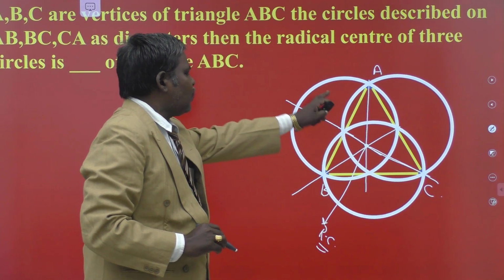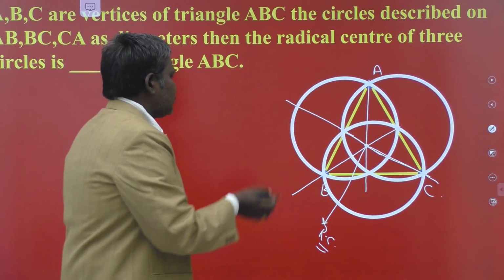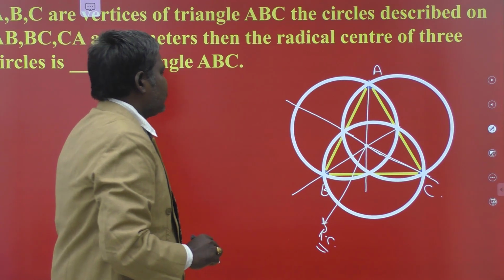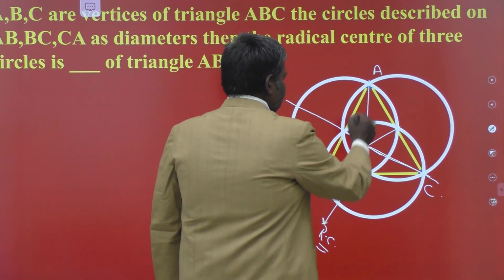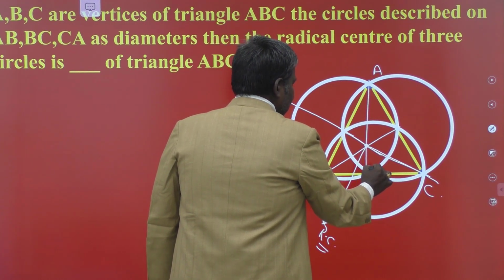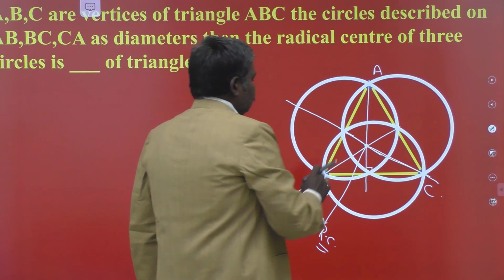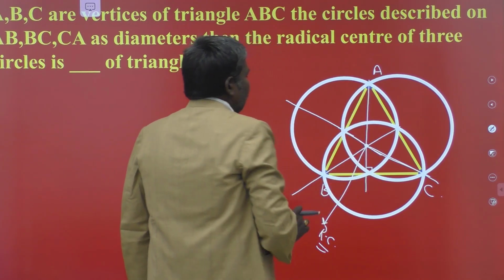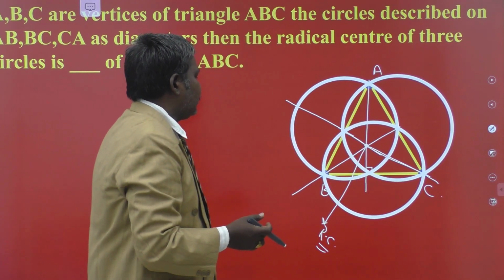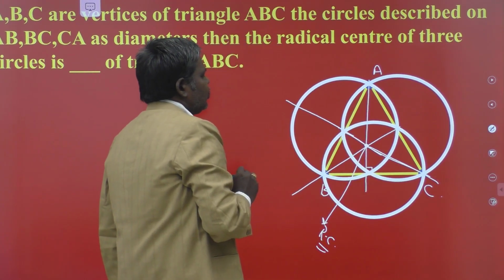Now what is this point for my triangle ABC? We have to find out. My dear students, see the first concept. This is the line through the vertex and perpendicular to BC. Am I correct or not? Because the radical axis of two circles is perpendicular to the line joining their centers. How can I show this is perpendicular?